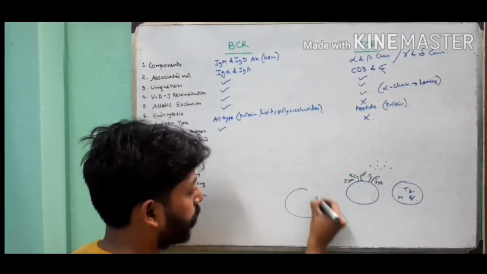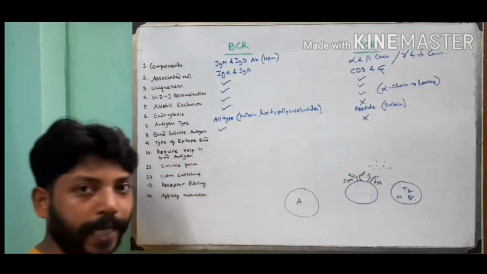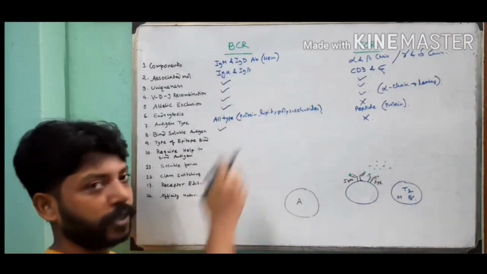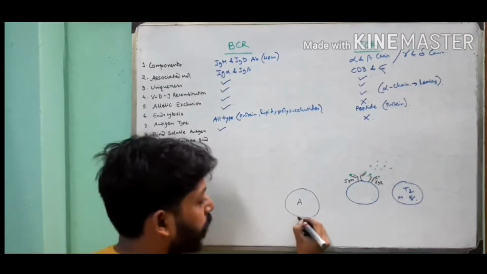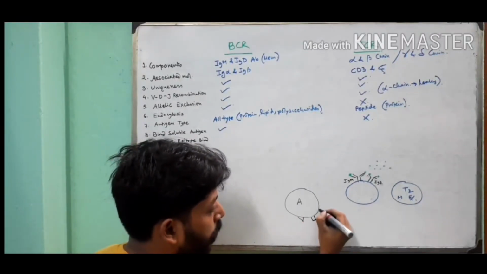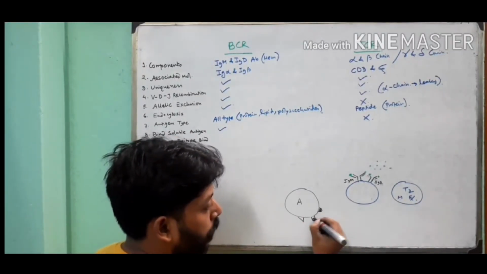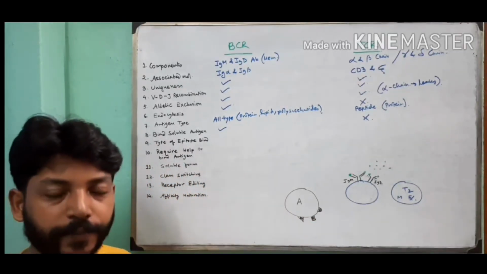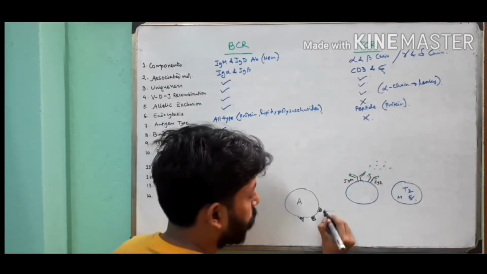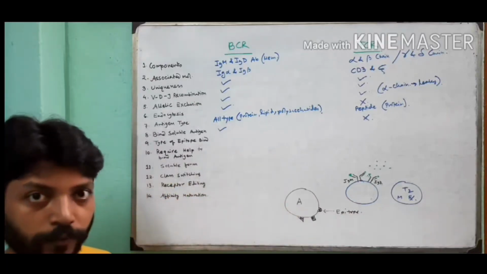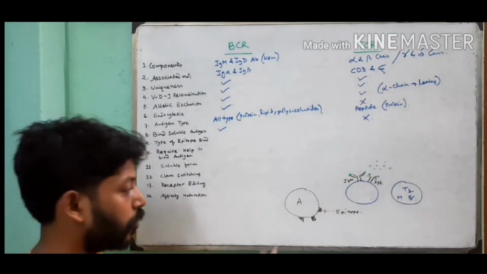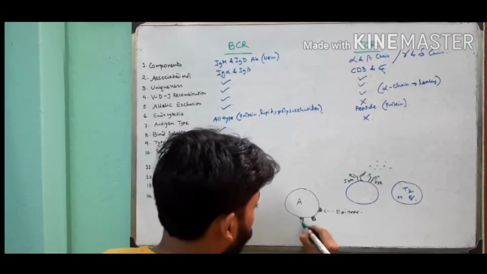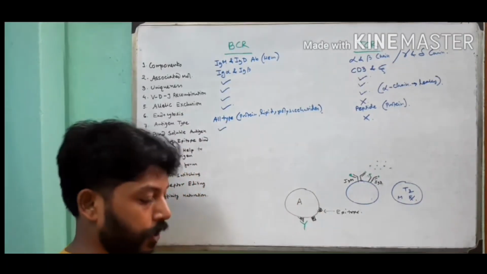Let's assume this is an antigen. The whole antigen is not responsible for the binding with the B cell receptor or T cell receptor. This antigen has some portion that is actually responsible for the binding with the B cell receptor and T cell receptor, and that is called the epitope. It is a portion of the antigen that is responsible for binding with the antigen receptors. So the antibody binds in this region, not the whole antigen.